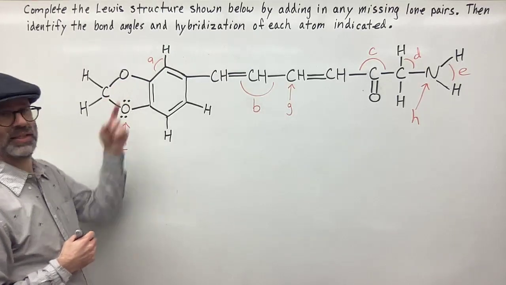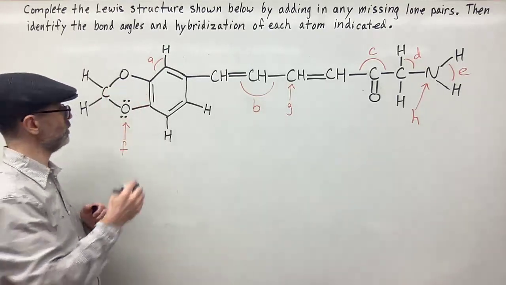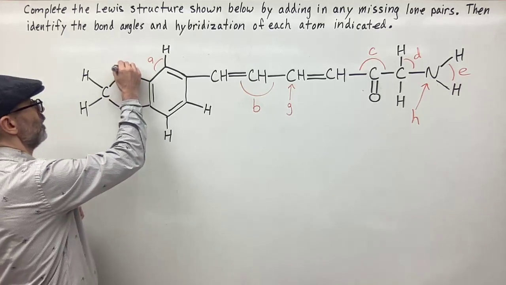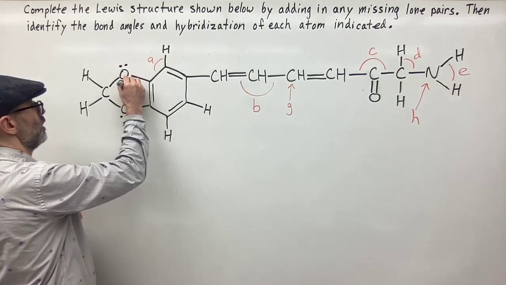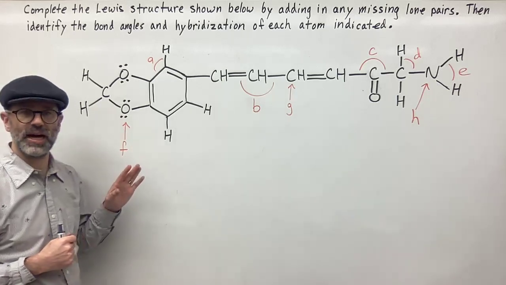Same thing goes with this oxygen. It's got 2 bonds, that's 4 electrons total, and we're going to add another 4 electrons, 2 lone pairs. So now the oxygens have their octet.